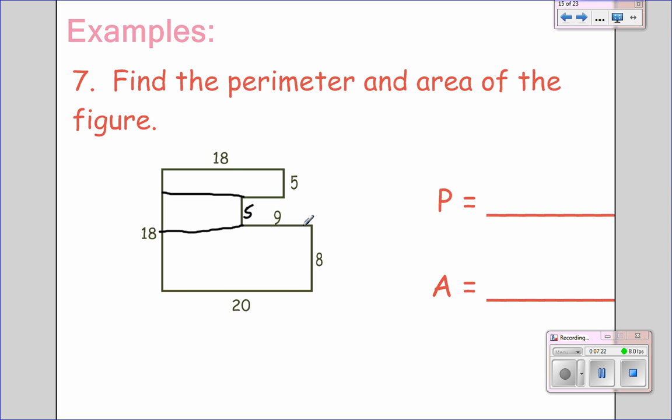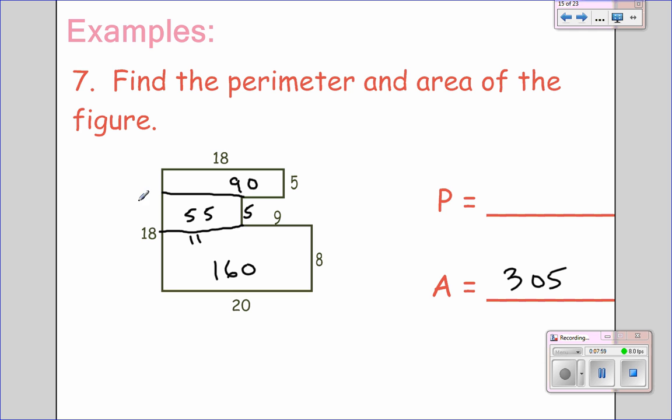All right, so if we look at this bottom rectangle, it's 20 times 8, which is 160. Now, if we look here at this rectangle, it's 18 times 5, which is 90. All we need to find is this piece right here. If the whole thing is 20, and I have 9 already, then that means 11 is left here. So 11 times 5 is 55. So the area is going to be 90 plus 55 plus 160, which is going to be 305.